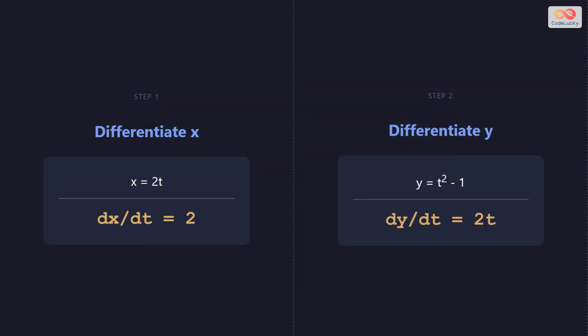We start by differentiating each equation separately with respect to t. On the left, for x equals 2t, the derivative dx/dt is simply 2. On the right, for y equals t squared minus 1, using the power rule, the derivative dy/dt is 2t.